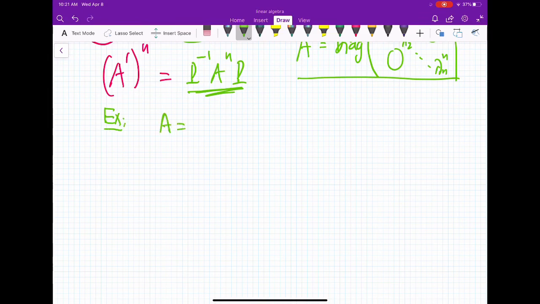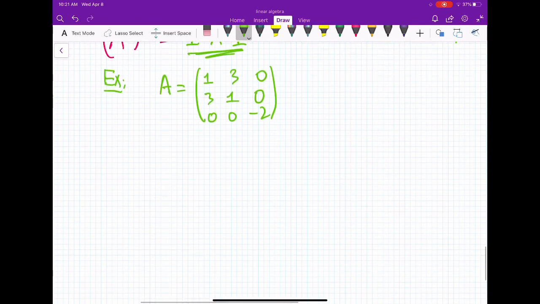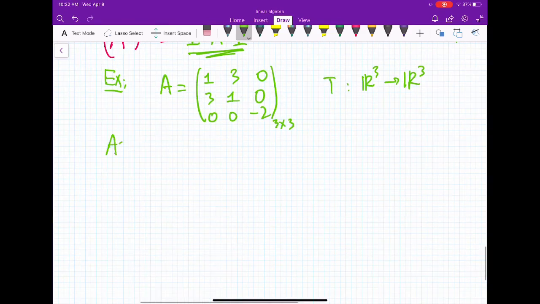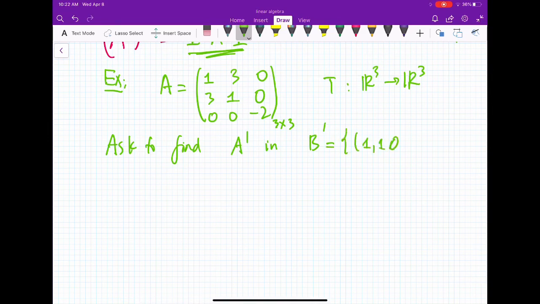Let's consider A equal to 1, 3, 0, 3, 1, 0, 0, 0, negative 2. This is the matrix of some linear transformation from R3 to R3. This is obvious because the matrix is 3 by 3. Okay, and this is the matrix in the standard basis. They ask us to find the matrix A prime in the basis B prime: 1, 1, 0, 1, negative 1, 0, and 0, 0, 1.